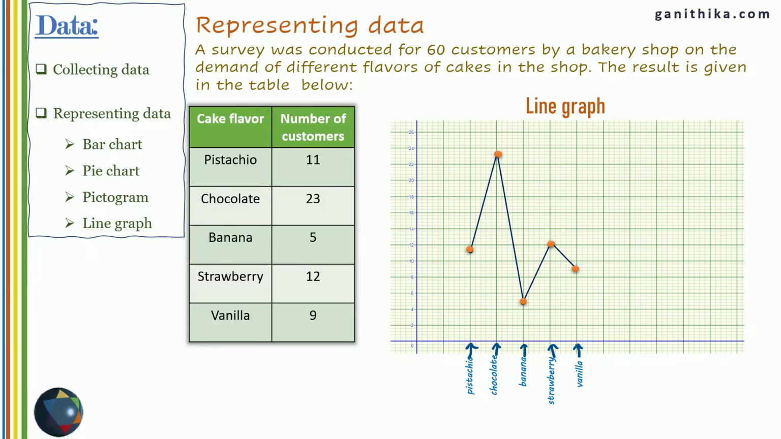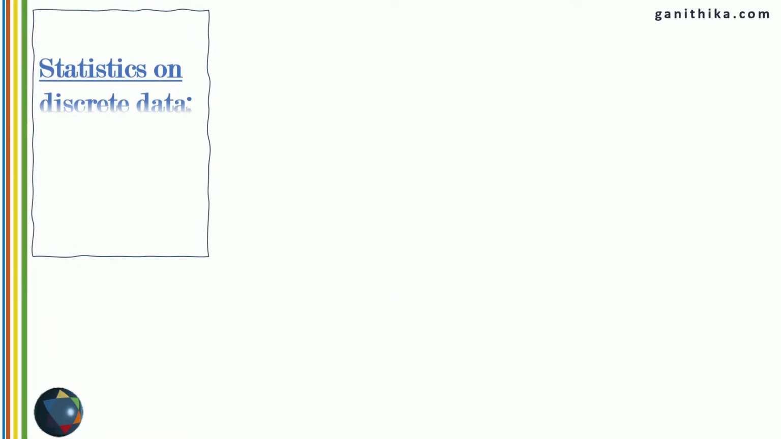So we just learned different types of representing the same data. Each representation will be used for different purposes. You need to know these 4 types of representation, and you will be dealing more with each of them in your DP classes. Next, we will talk about statistics on discrete data.